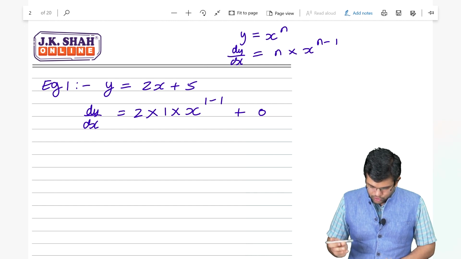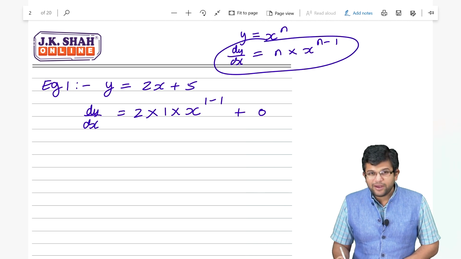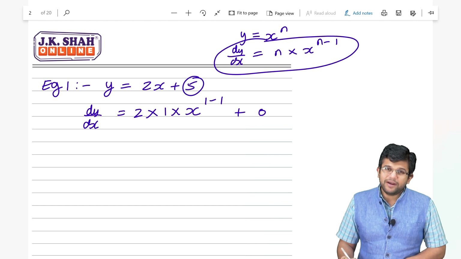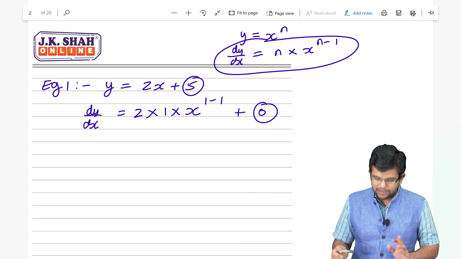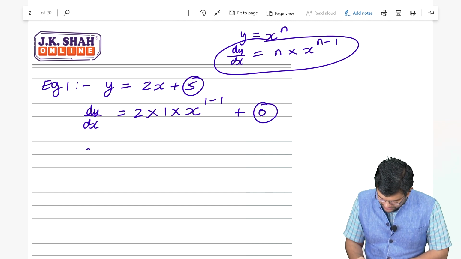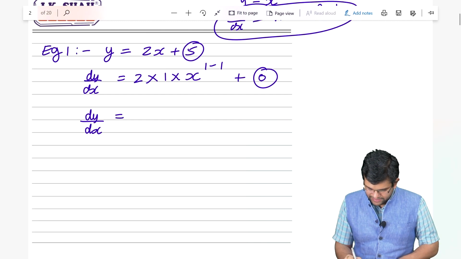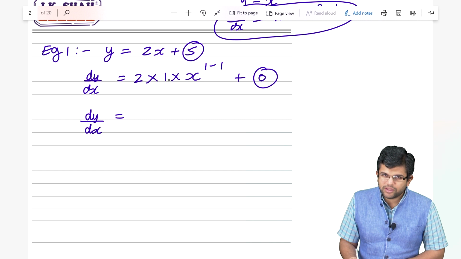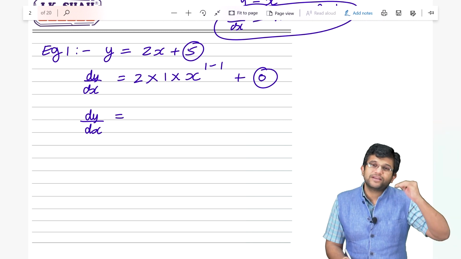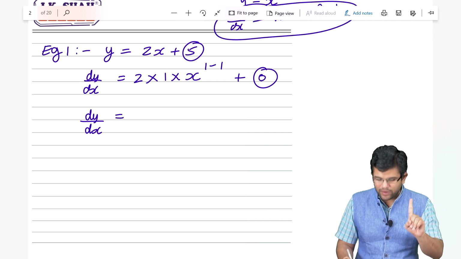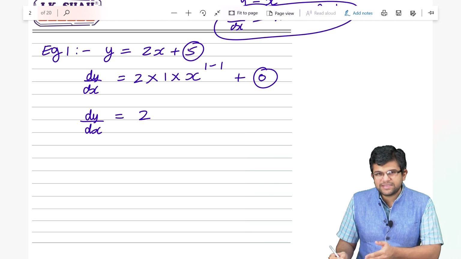Now, children, what did you understand? That you understood this particular rule for derivatives, and you also understood that the derivative of a constant, a pure number, is always 0. Everybody clear till here? So therefore can I say dy by dx is equal to 2 into 1, which is 2, times x raised to 1 minus 1. 1 minus 1 means 0. So x raised to 0 is how much? x raised to 0 is 1. So 2 into 1 is 2 plus 0 is 2.